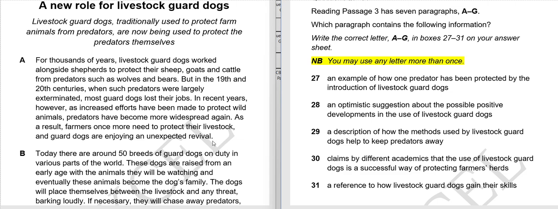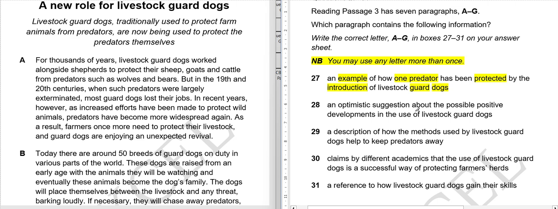So they are enjoying an unexpected revival. People didn't expect that guard dogs would ever be needed again. First question: an example of how one predator has been protected by the introduction of livestock guard dogs. There is no example of how one predator has been protected by guard dogs. Okay, introduction of guard dog.